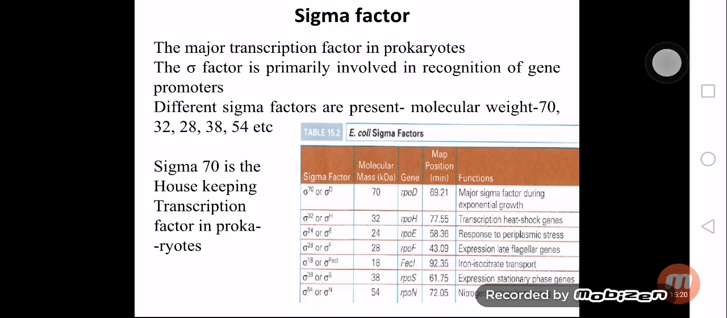For example, sigma 54 is involved in the nitrogen metabolism genes. That means when the bacteria want to express the genes involved in nitrogen fixation, then the sigma factor for the identification of that gene is usually sigma 54, not sigma 70. Right, so that is the importance of the sigma factor. So that's about these discussions. So I'll brief it.